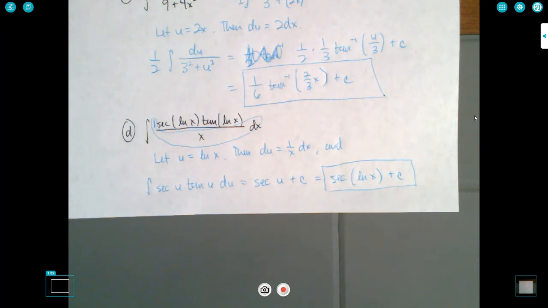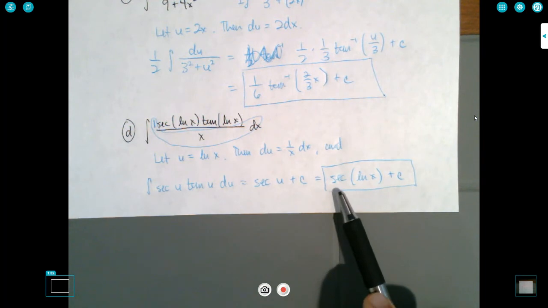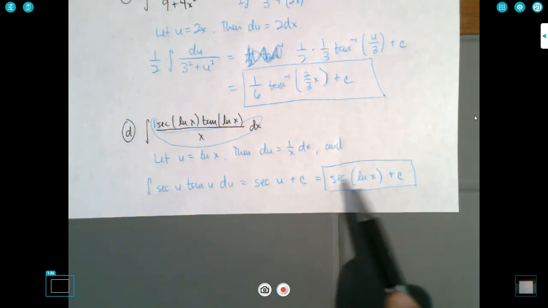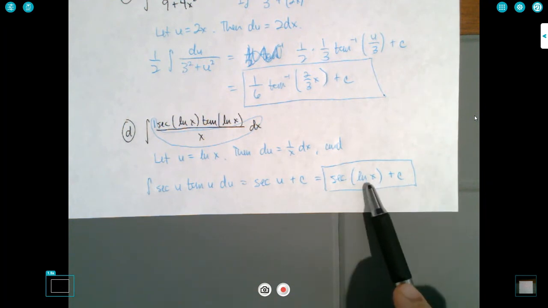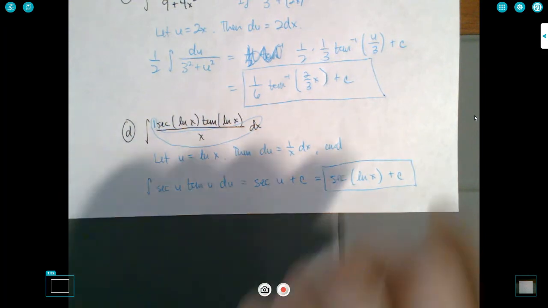And by the way, it's never a bad idea to check your work by differentiating, right? So if you take the derivative of this thing, you should end up back here. And sure enough, derivative of secant is secant tangent. So the derivative of this would be secant ln of x times tangent of ln of x times the derivative of ln of x, which is 1 over x. And boom, you end up back where you started. So that's good. Moving on.